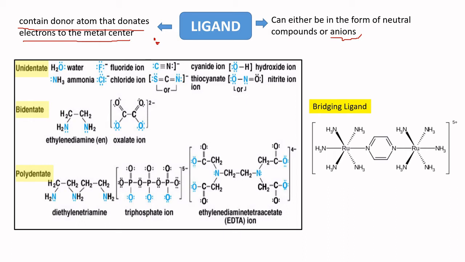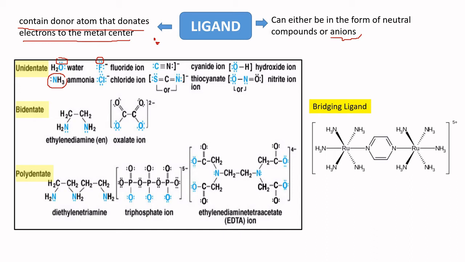Okay, for example, if you have H2O, these two electrons will be donated to the central metal atom, but H2O is a neutral molecule, neutral compound. And then another one, if you have an anion ligand, which is a negatively charged ligand, it can also donate two electrons to the central metal atom. And then ammonia is also a neutral ligand, so it has two electrons here that can be donated to the central metal atom.